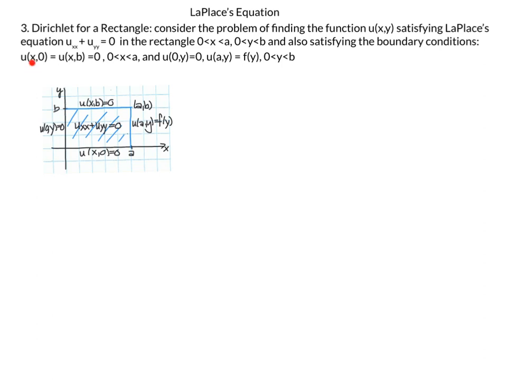So here we have u of x, 0, so when y is equal to 0, and when y is equal to b, our function u will be equal to 0. And then when x is equal to 0, our function is also equal to 0. And when x is equal to a, now we're going to have our function equal to a function of y. So you want to keep these straight, which things are varying and which ones are being kept constant.